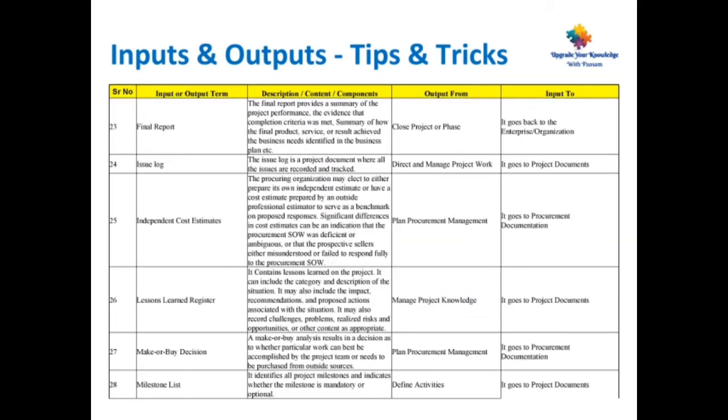Coming to the next slide, point number 23, final report. The final report provides a summary of the project performance, the evidence that completion criteria was met, and a summary of how the final product, service or result achieved the business needs identified in the business plan, etc. This is output from close project or phase. It goes back to the enterprise organization.